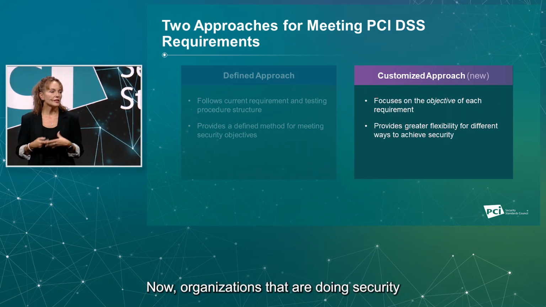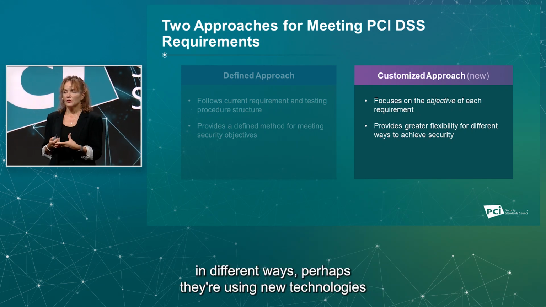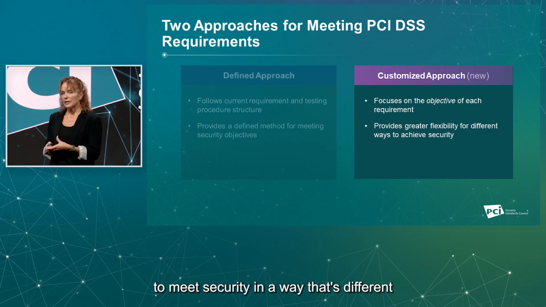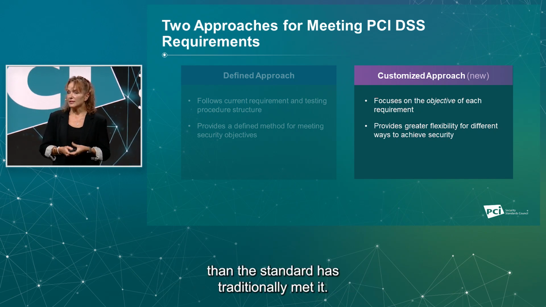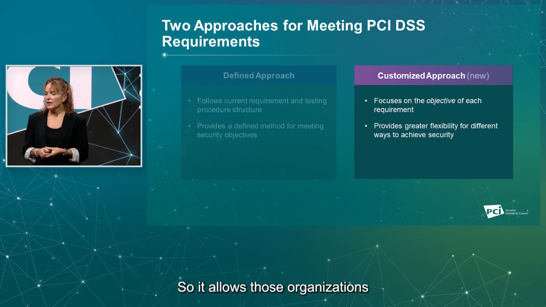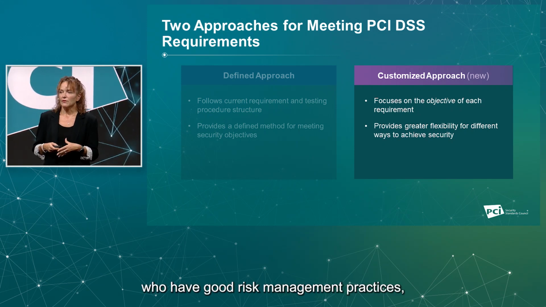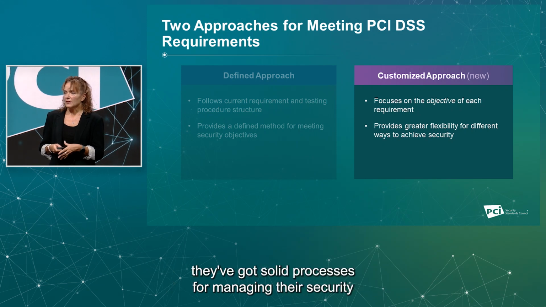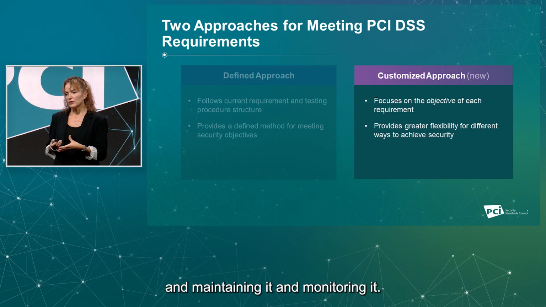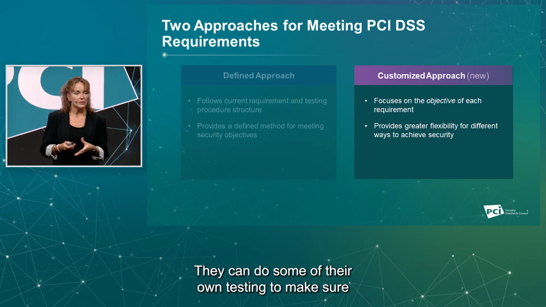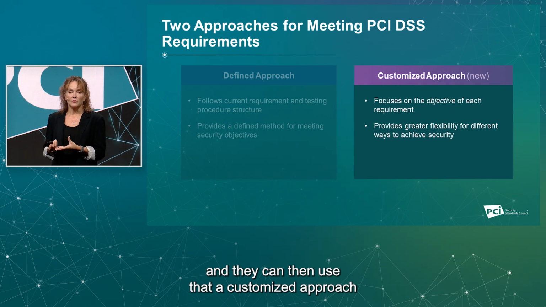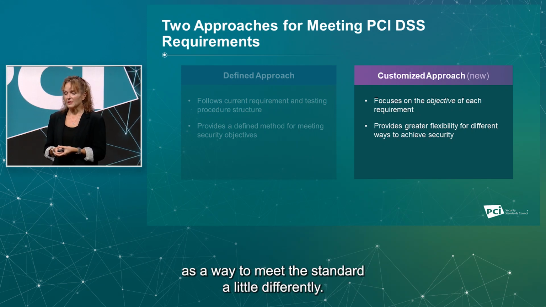Now, organizations that are doing security in different ways, perhaps they're using new technologies, or they've implemented some innovative way to meet security in a way that's different than the standard has traditionally met it. This is where the customized approach can really help those organizations. It allows those organizations who have good risk management practices, solid processes for managing their security and maintaining it and monitoring it, to do some of their own testing to make sure that the security control is working as intended, and they can then use a customized approach as a way to meet the standard a little differently.